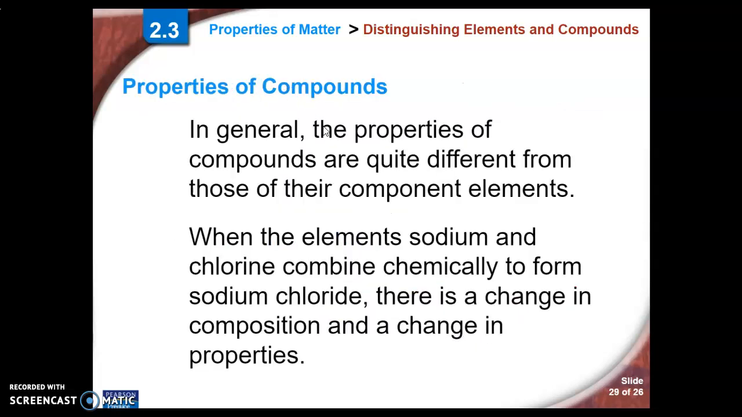So the properties of compounds are quite unique from their elements. For example, sodium and chlorine, in their elemental forms, sodium element, chlorine element. When they chemically combine, they make the sodium chloride compound. And it is a huge change here.